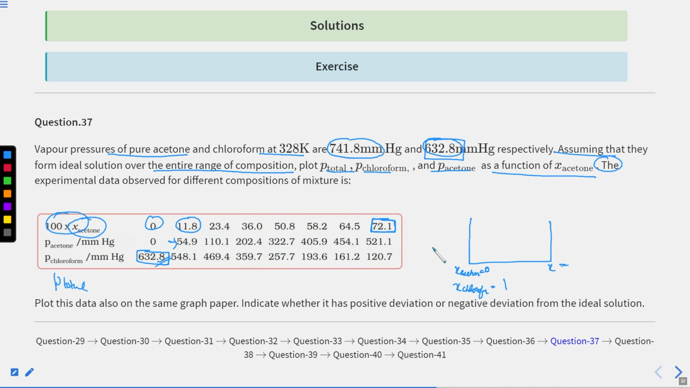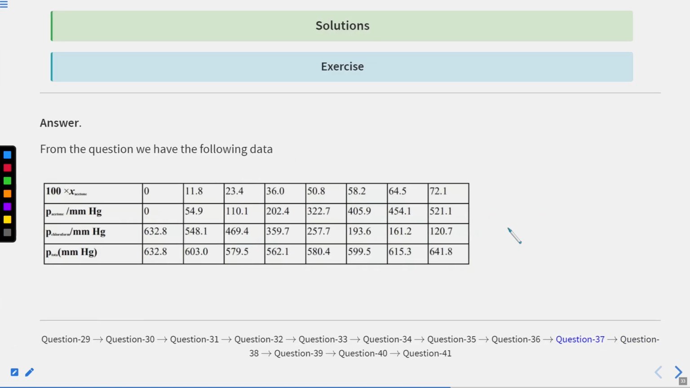If you calculate this value of chi acetone, it would be 100 by 72.1 by 100, that is 0.72. That is for acetone, and for chloroform it will be 1 minus 0.72, that is 0.28. So we will plot this and also calculate P total and plot this also. So let us see the solution.